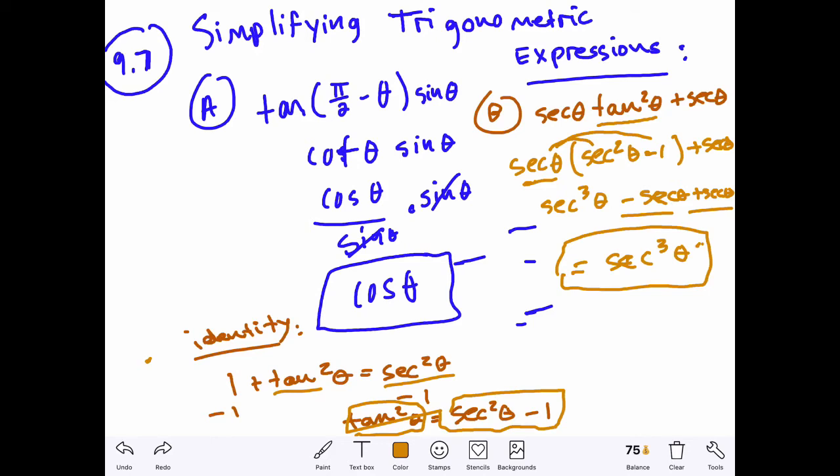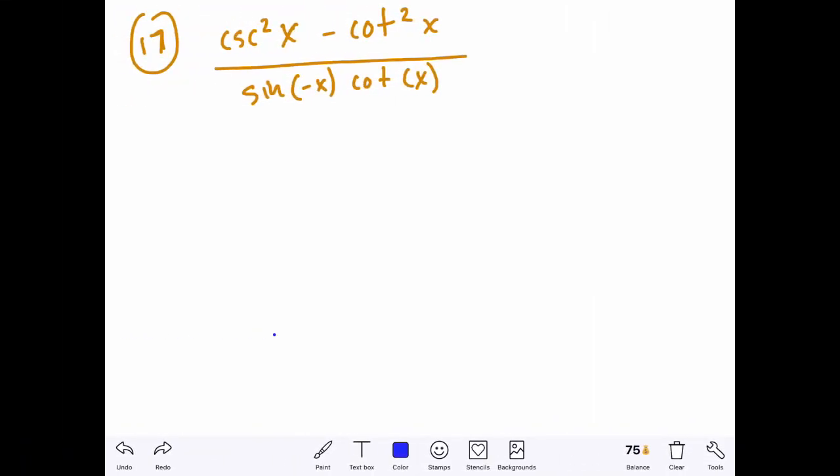And it will be a little interesting as you get the hang of using these. And let's just look at another one and see if we can't figure out our way through it. Let's maybe pick one from the book. Okay, so let's look at number 17, say here in the book. Cosecant squared x minus cotangent squared x over sine negative x cotangent of x.